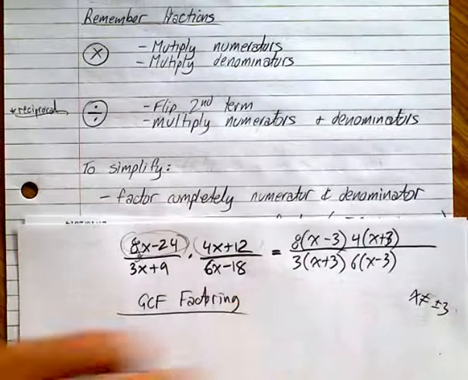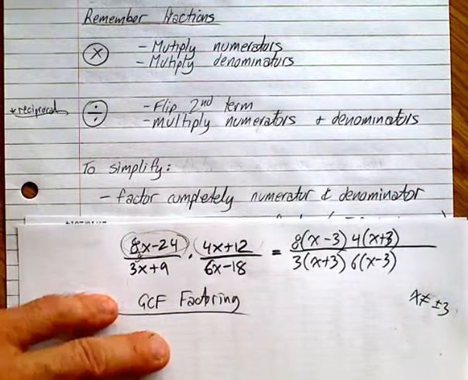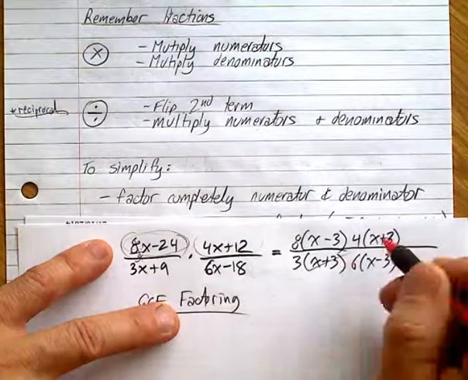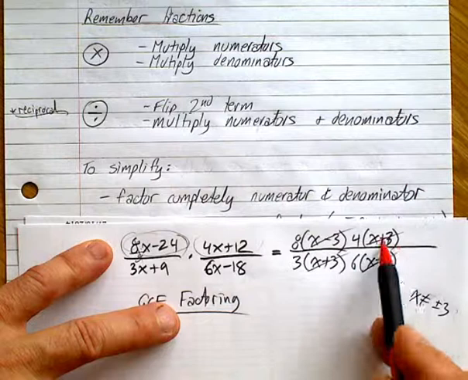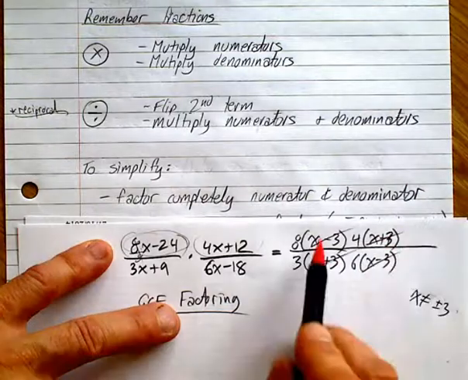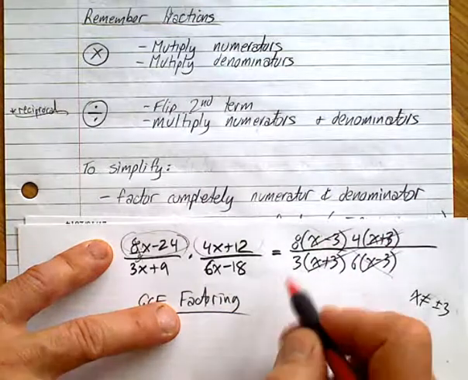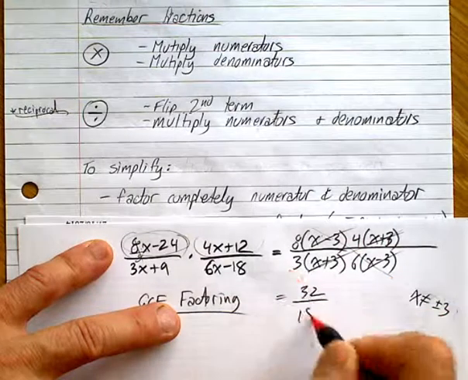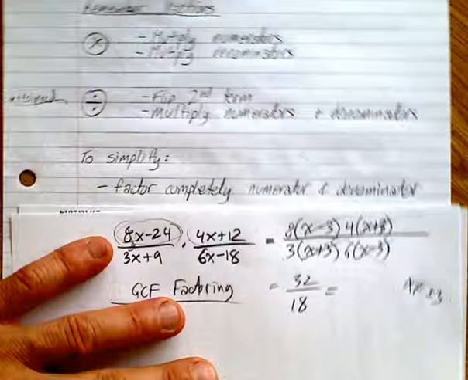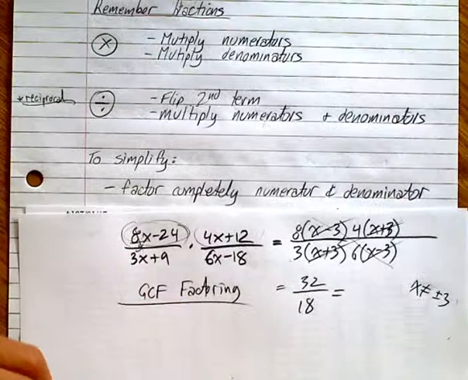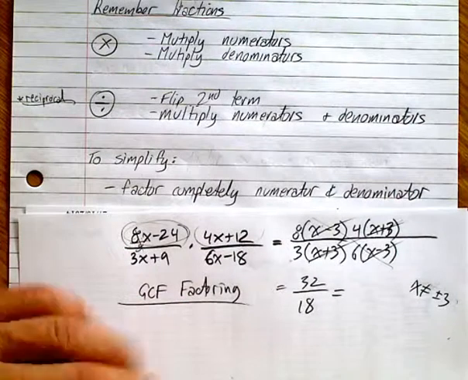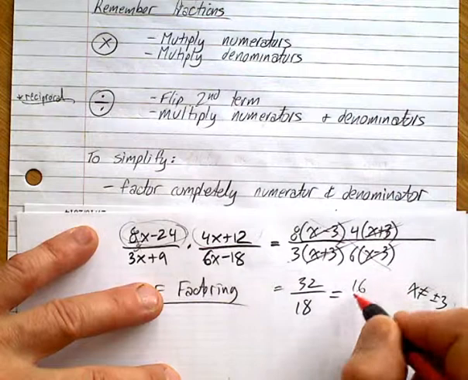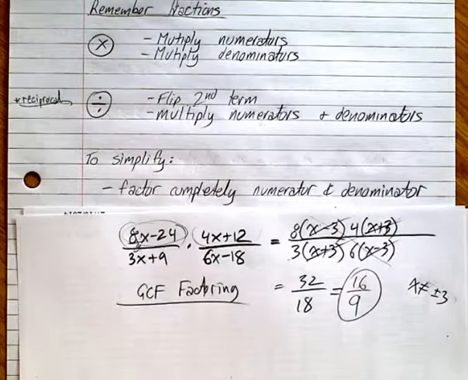If we want to simplify it now, let's just start slashing. X plus 3, gone. X minus 3, gone. What's left? 8 times 4 is 32. 3 times 6 is 18. Can you reduce that? What goes into both? Oh, Mr. Gregor, I think 2 goes into both. That's right. 16 over 9 would be your final answer for this question.